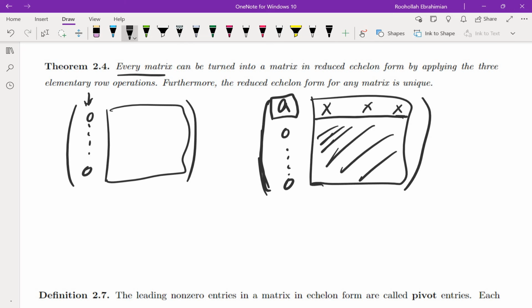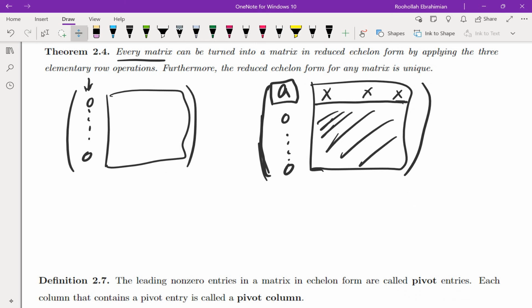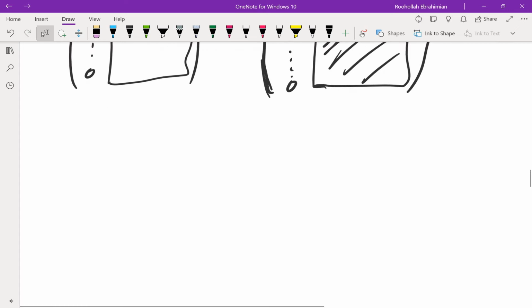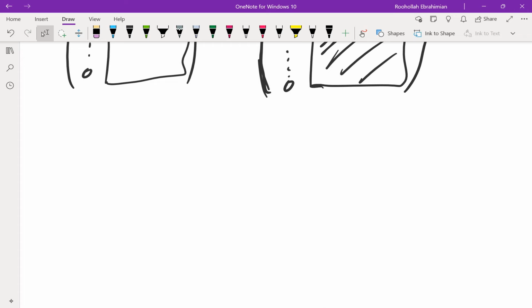Now there's also an important fact about this, which we will not really be using in this class, but I think it's an interesting thing to know: every matrix has a unique reduced echelon form. So furthermore, the reduced echelon form of any matrix is unique. There aren't multiple reduced echelon forms. Echelon form doesn't need to be unique, but reduced echelon form is unique.